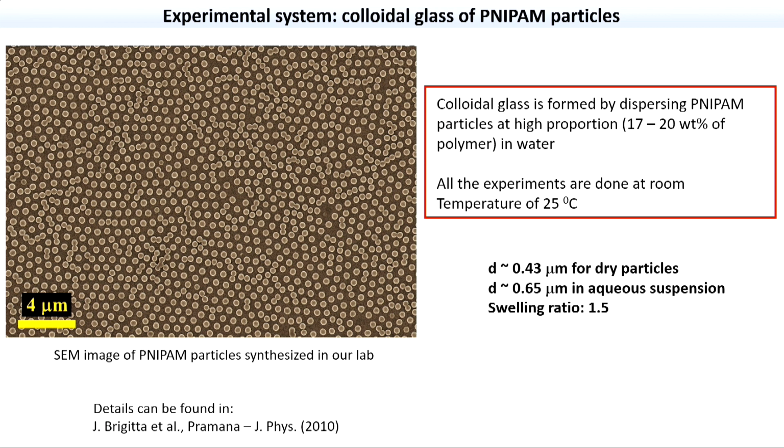This is a colloidal particle of pNIPAM, which we synthesized in our lab. In the dry condition, the particle diameter is 0.43 micron. We make the glass by dispersing this particle in water, and in the wet condition the particle diameter is 0.65. So these are Brownian particles, basically.